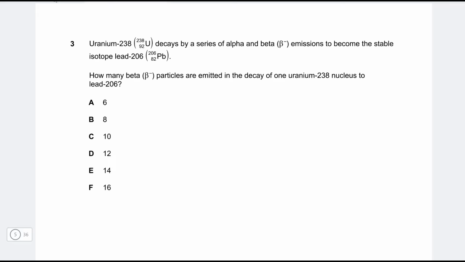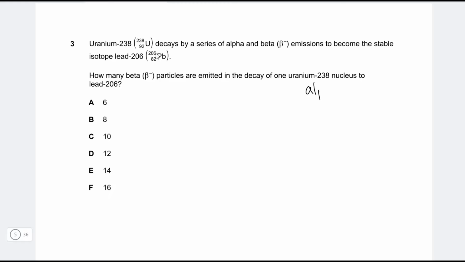Question 3: uranium-238 decays by a series of alpha and beta emissions to become the stable isotope lead-206. How many beta particles are emitted in the decay of one uranium-238 to lead-206? Okay, let's think about it. First off, our first clue is that the only process that affects the nucleon number, remember this number up here is the number of protons plus the number of neutrons, is alpha decay.